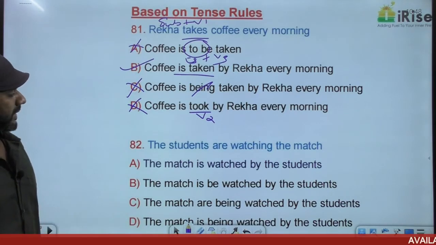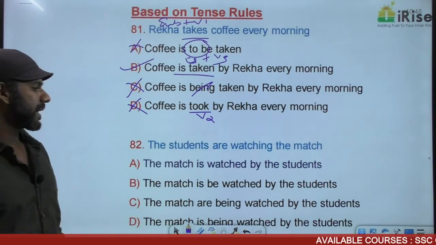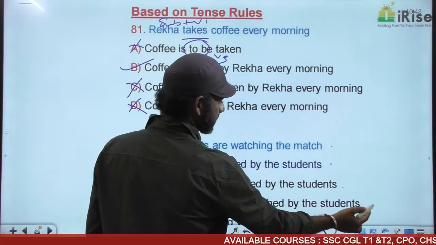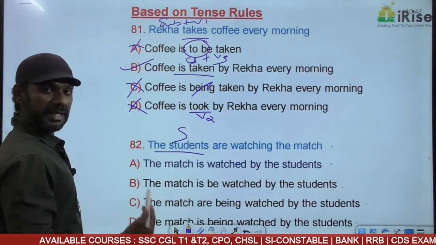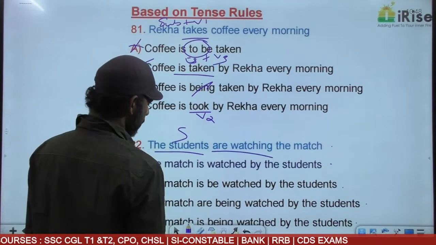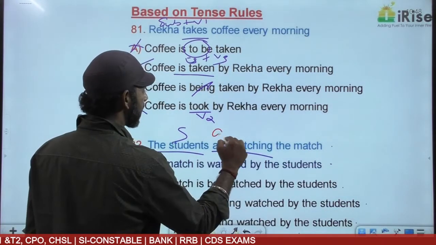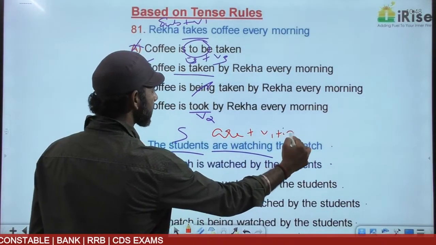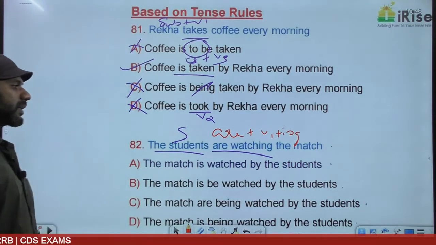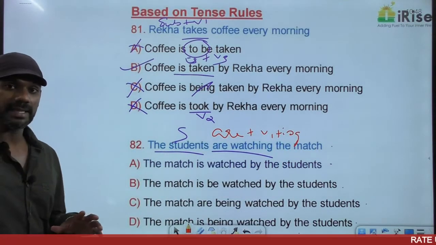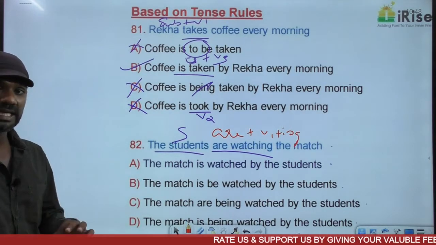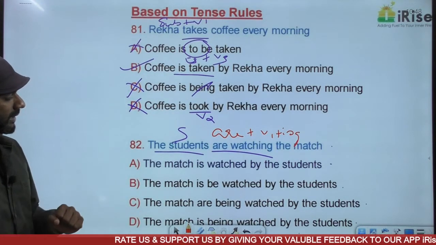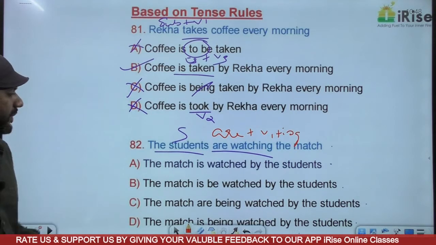The next one. The students are watching the match. Full stop. The students are doing the action. Subject comes the beginning of the active voice. Are watching is R plus V1 plus ing. And R plus V1 plus ing is present continuous active voice. Passive voice structure is ROM plus being plus V3. In every continuous tense in the passive voice, being must be there.